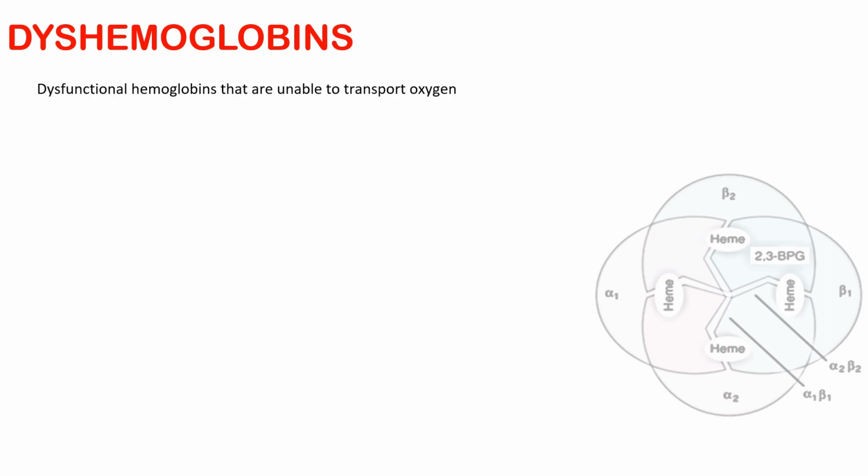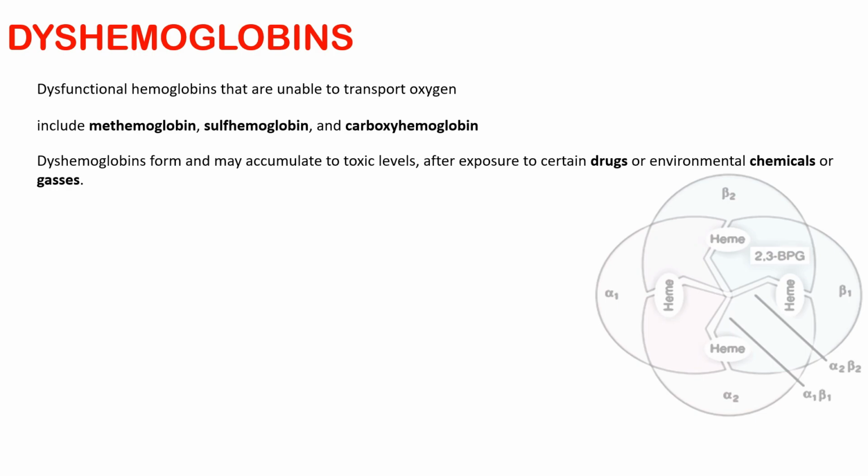Dyshemoglobins. Dysfunctional hemoglobins that are unable to transport oxygen include methemoglobin, sulfhemoglobin, and carboxyhemoglobin. Dyshemoglobins form and may accumulate to toxic levels after exposure to certain drugs or environmental chemicals or gases, which modify the structure of the hemoglobin molecule, preventing it from binding oxygen.